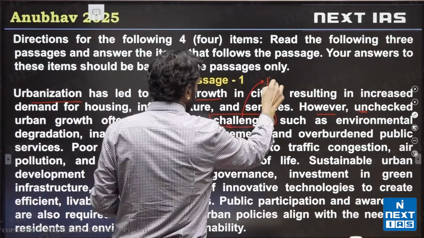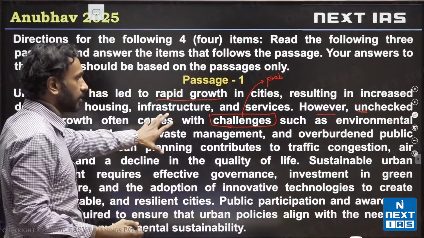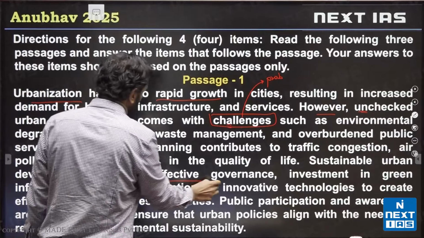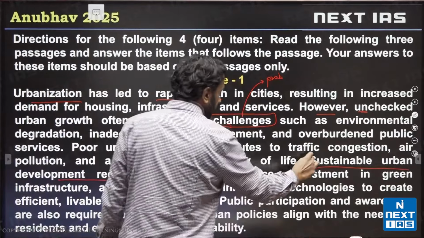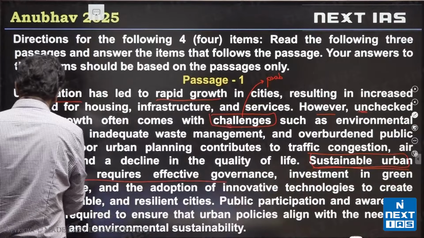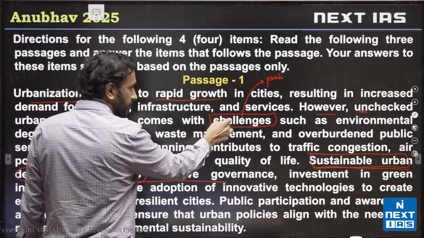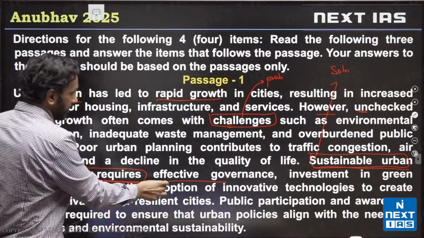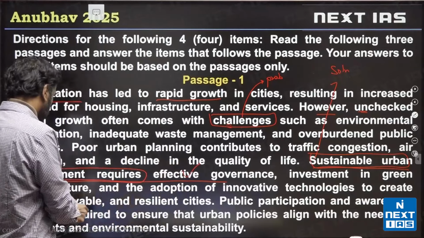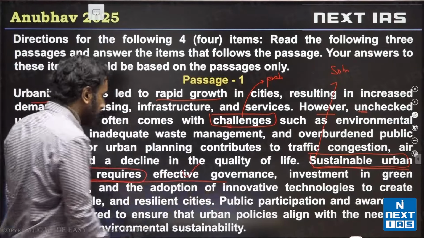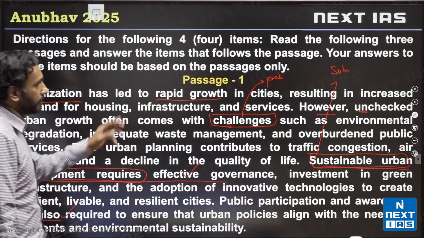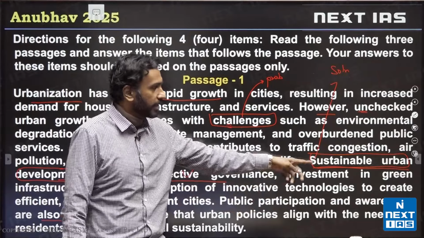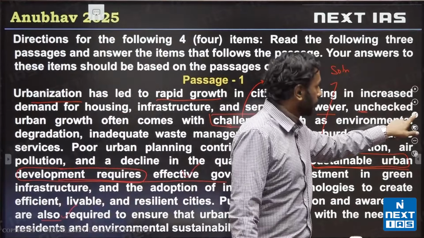Many passages you'll notice have a problem solution approach. Here are the problems. The solution would be sustainable urban development. So this is where sustainable urban development is being recommended by the author because we want to overcome these challenges. This is, we can say, the solution given by the author. And it requires all these things. Effective governance is required. Public participation and awareness is also required. So the passage is talking about challenges in urbanization and how ideally to approach urbanization, how to get sustainable urban growth, right? So fairly easy passage.